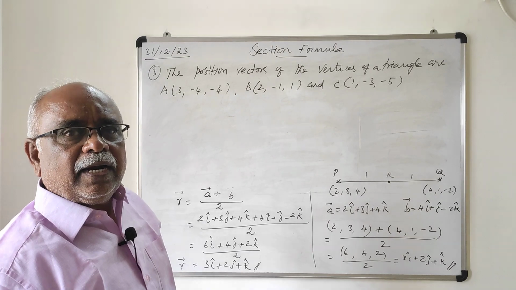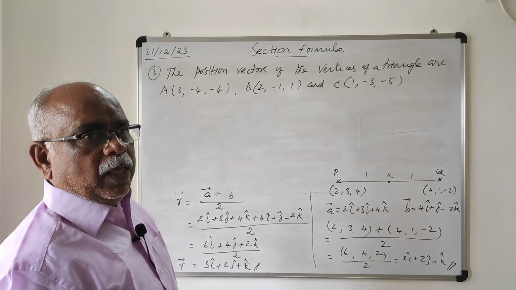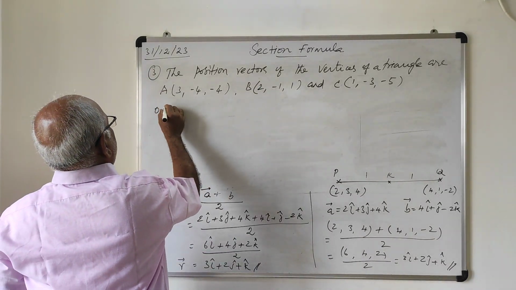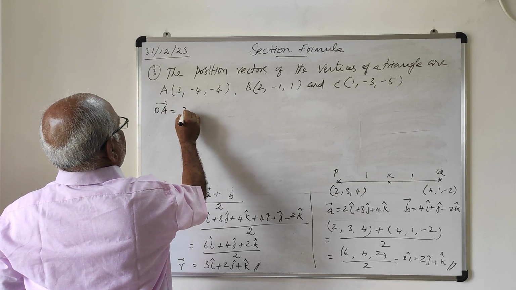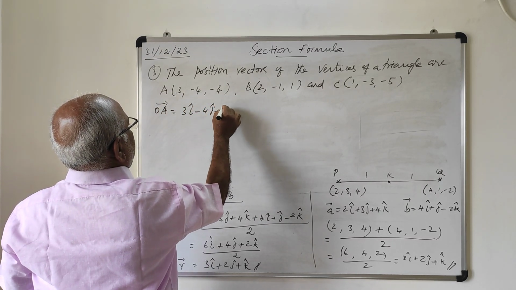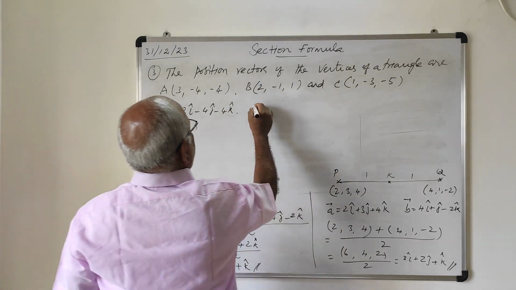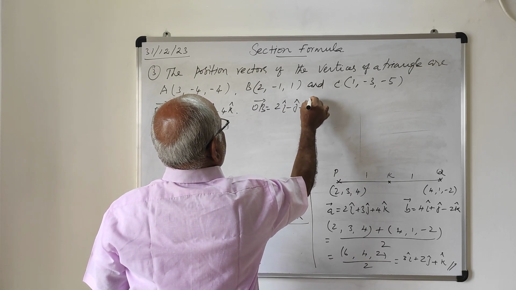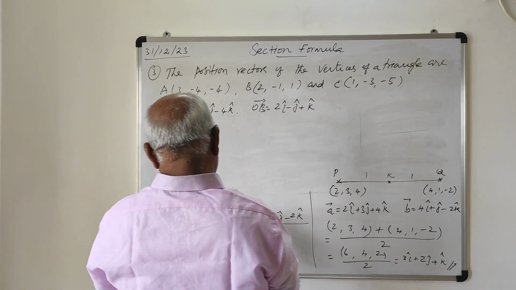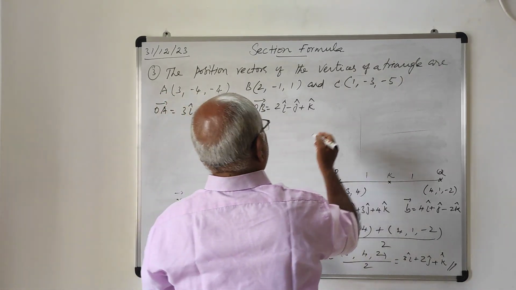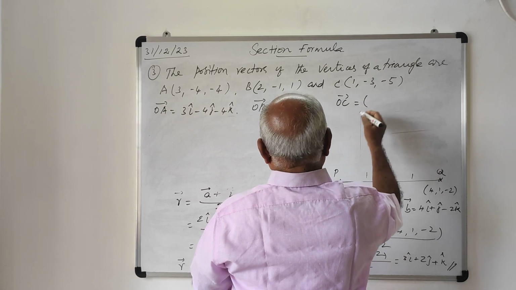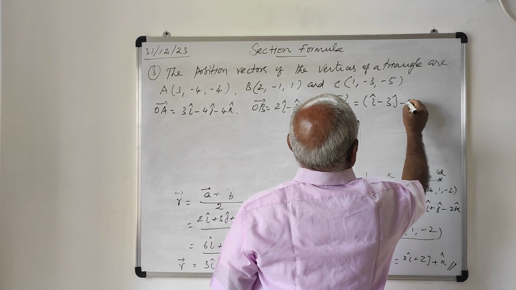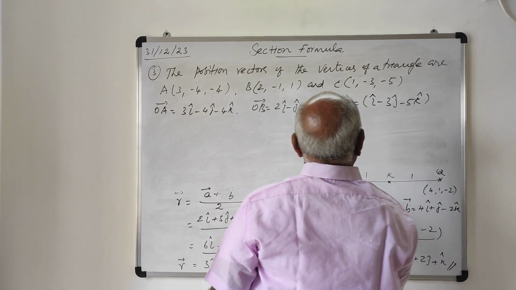angle triangle. You know the right angle triangle means, by Pythagoras theorem, the sum of the squares of the adjacent sides equals the hypotenuse square. That we have to prove. So the position vector OA is 3i minus 4j minus 4k, and OB vector is 2i minus j plus k, and OC vector is i minus 3j minus 5k. From this you have to find out the 3 sides first.